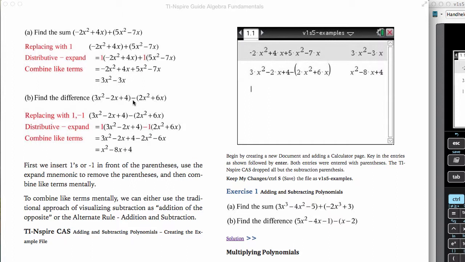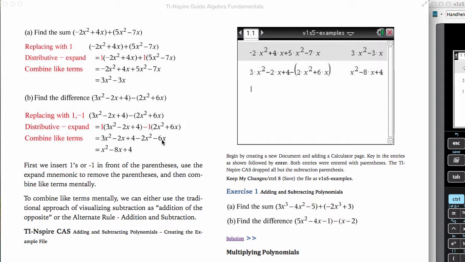Looking at a subtraction problem, again, we put our 1 in the front. So this is 1 times 3 is 3x squared minus 2x plus 4. So the 1 just leaves it stay the same. The minus 1 becomes minus 2x squared, and minus 1 times 6 becomes minus 6x.